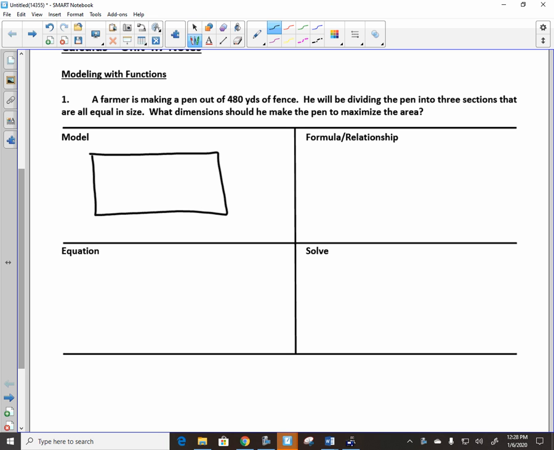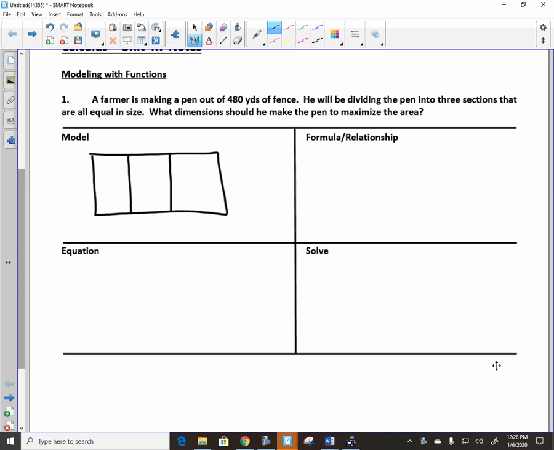He's going to divide the pen into 3 sections that will all be the same area, and they are all going to be rectangles. I left out the rectangle requirement in the problem. I know my drawing isn't to scale, but you can forgive me. You know I'm not an art teacher. The farmer is making a pen out of 480 yards. He wants to maximize the area.